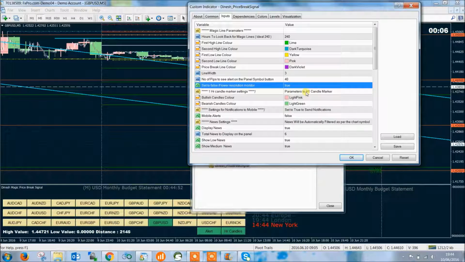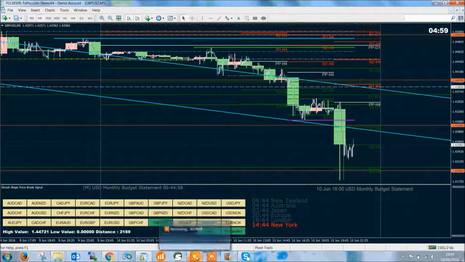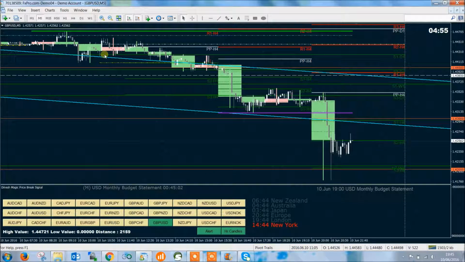And the parameter of 1 hour candles. So what is this 1 hour candles? Let's go back here. So these are all 1 hour candles. These rectangles, the boxes you're seeing here, are basically the 1 hour candles in the higher time frame of the chart. If you notice, these are candles of the higher time frame of 1 hour.